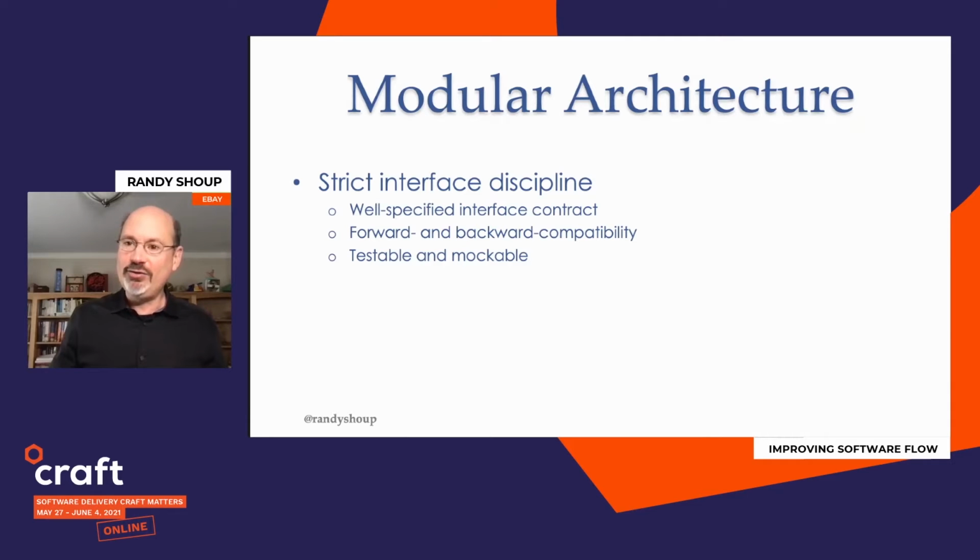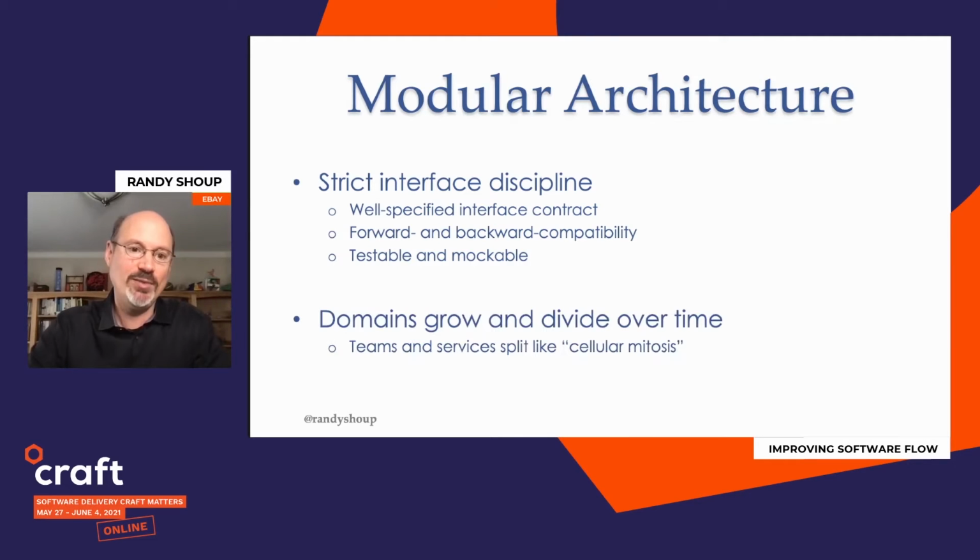As we iterate on the implementation and on the interface, we want it to be both forward and backward compatible. And if we do that, it allows that service or that application unit to be testable and mockable. It also allows all of our dependencies similarly to be testable and mockable, because with that well-defined contract, we can mock this service out and other people can test against that mock.